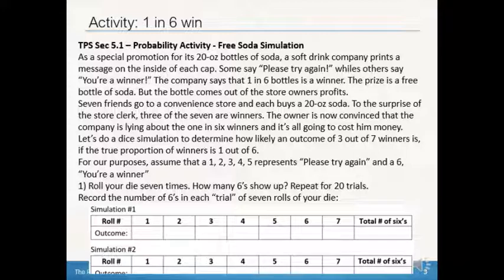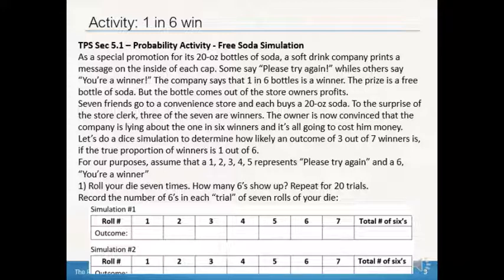So what we want to do is simulate, well, how often would we expect that to happen? If the probability of winning is 1 out of 6 and 6 friends went in to buy soda, we would expect on average about 1 out of the 6 to be a winner. So with 7, maybe 1, maybe 2, somewhere between there you'd expect in the long run. So is 3 really rare? That's what we want to simulate here.